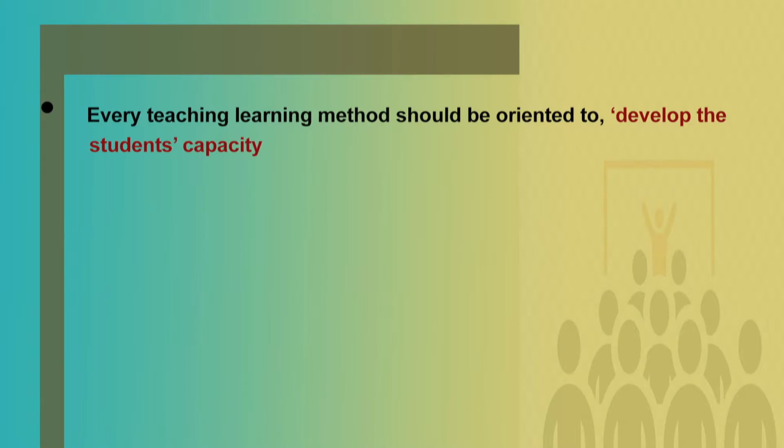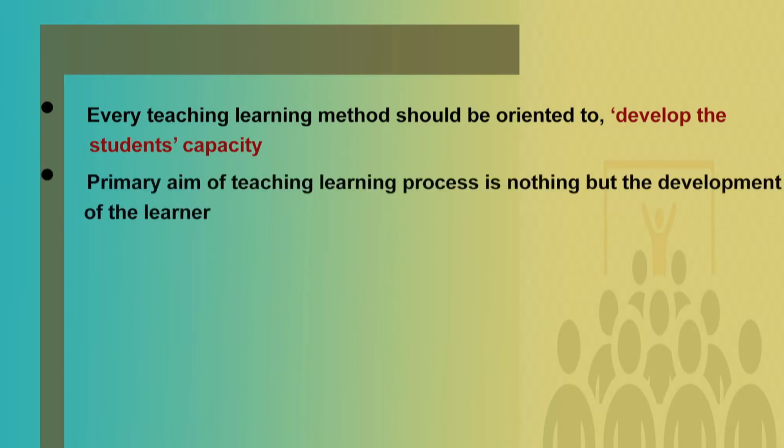Every teaching learning method should be oriented to develop the student's capacity. A method is developed by a teacher or a researcher not to make a good method, but to make use of the good method for the effective learning of the learner. The primary aim of the teaching learning process is nothing but the development of the learner. Whatever is useful for the development of the learner, that is the best approach and best method.